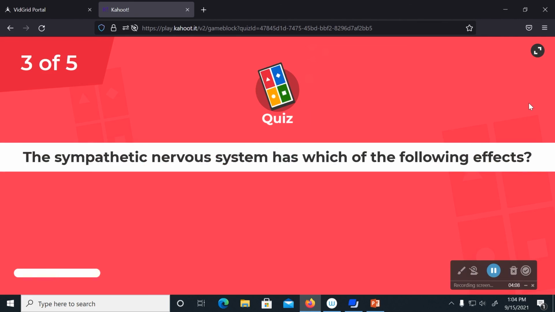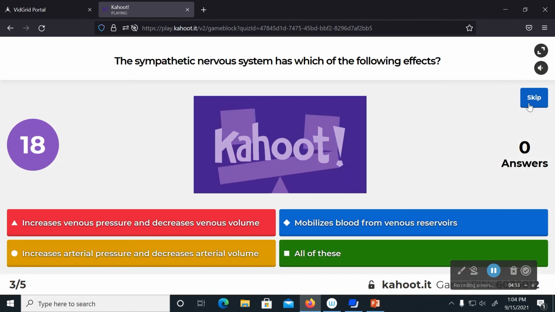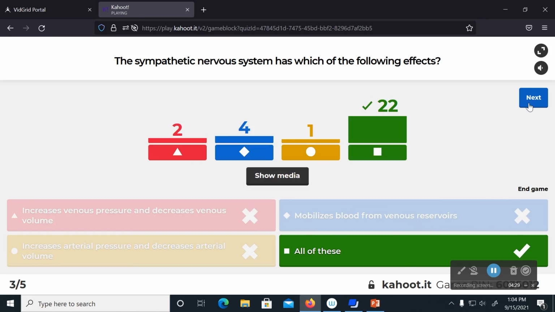Look at that. Okay. The sympathetic nervous system has which of the following effects? So I'm making you put some things together here. Yeah, so that's in all of these. Okay, so sympathetic nervous system has a number of important effects. One of those that we talked about briefly yesterday is mobilizing reservoir blood, right?